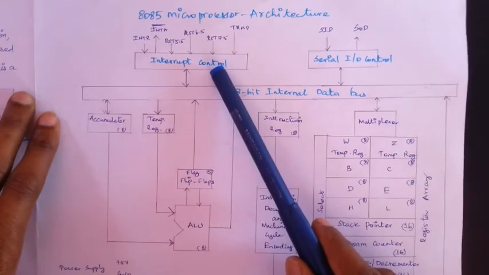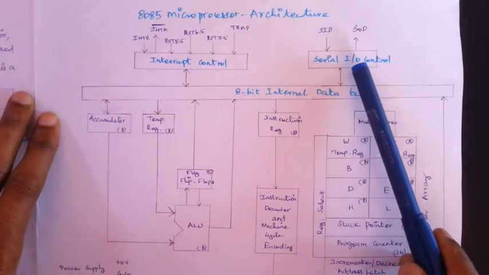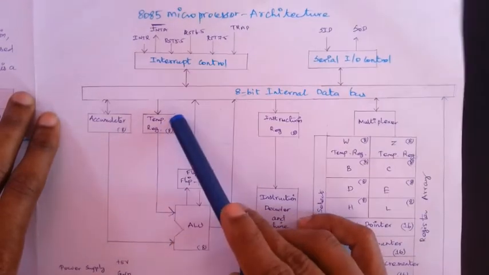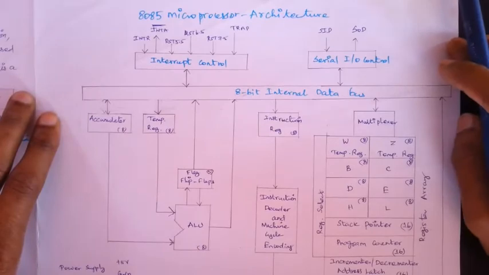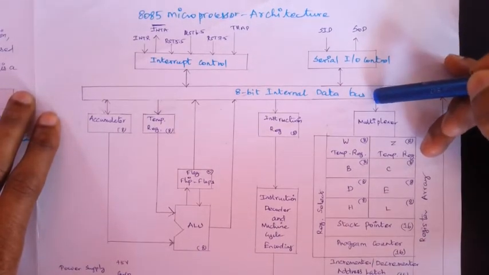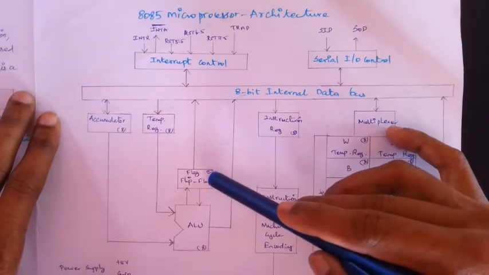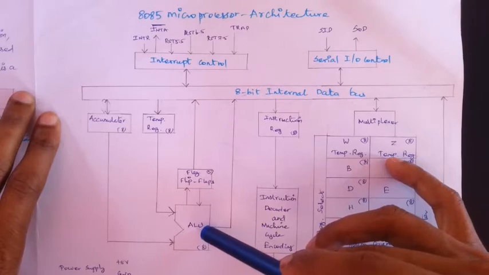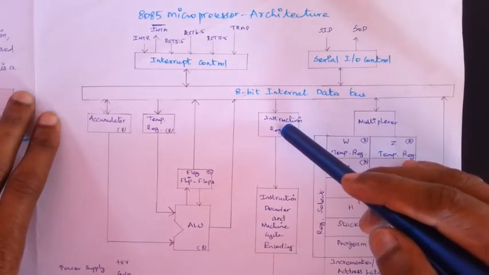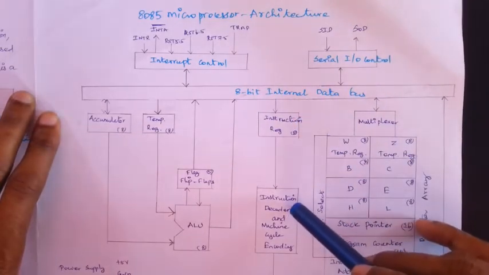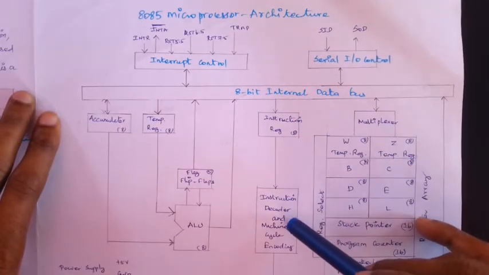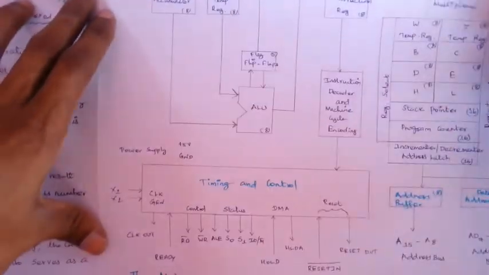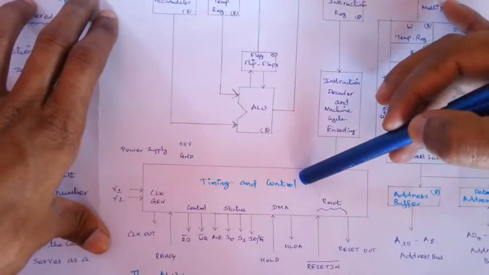interrupt control block, serial input and output control block, accumulator, temporary registers, 8-bit internal data bus, flags block, arithmetic and logical unit block, instruction register block, instruction decoder and machine cycle encoding block, register array, timing and control block.